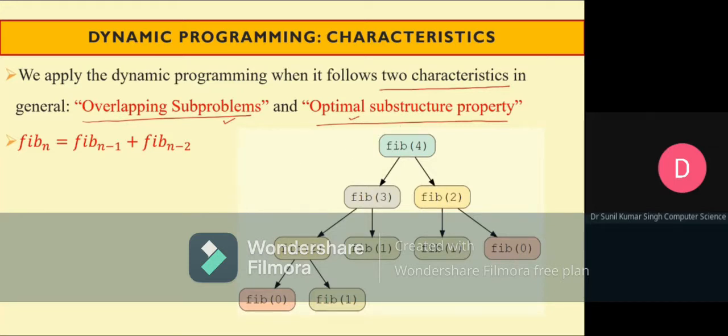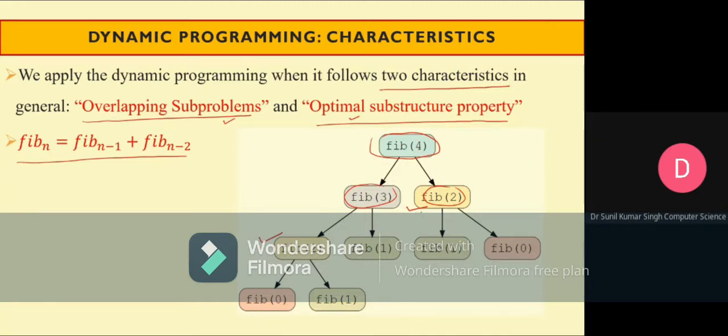This is for the Fibonacci series, and if you are going to compute the Fib4 value, then it will be computed with the help of Fib3 and Fib2. This is the recurrence relation, you know already. And here you can see this Fib2 is being used for computing Fib3 and Fib4. Two times it is being used.